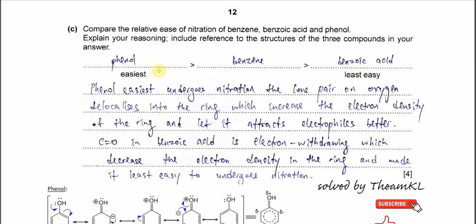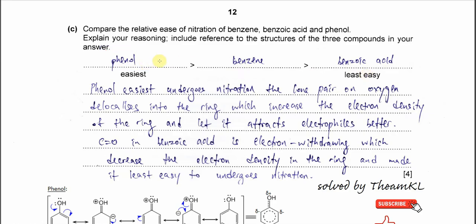So from the table we know that phenol just needs dilute HNO3 and 20 degrees C. Therefore phenol is the one that is easiest to undergo nitration, followed by benzene, then benzoic acid is least easy. So this is a trend.